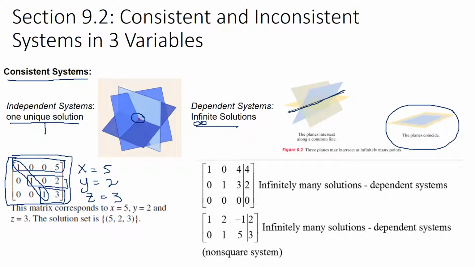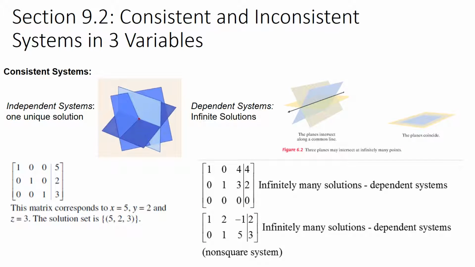Now, for a dependent system where you have infinite solutions, what you will notice is two things. Either you will notice that when you have row echelon form, one of the rows will have zeros all the way across. This means that we're looking at infinitely many solutions. This is different from an inconsistent system where you might have zeros across, but this last column will have a number in it. It's not equal to 0.